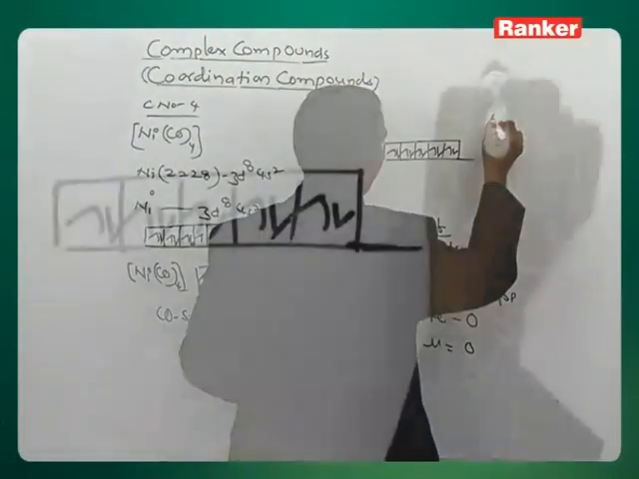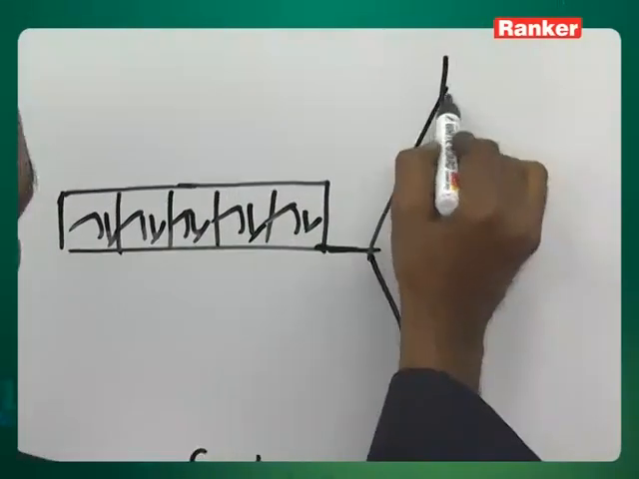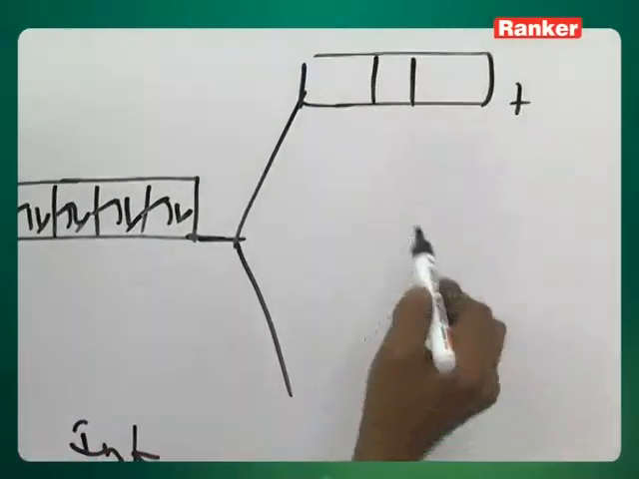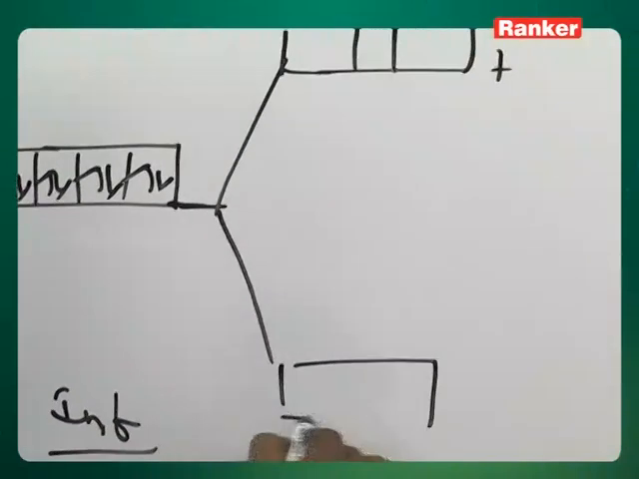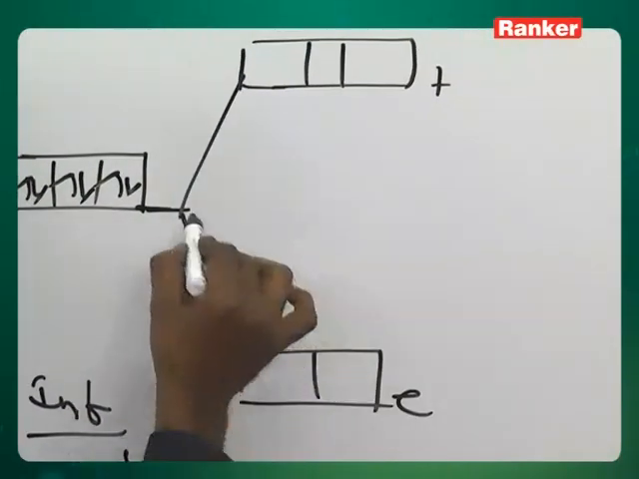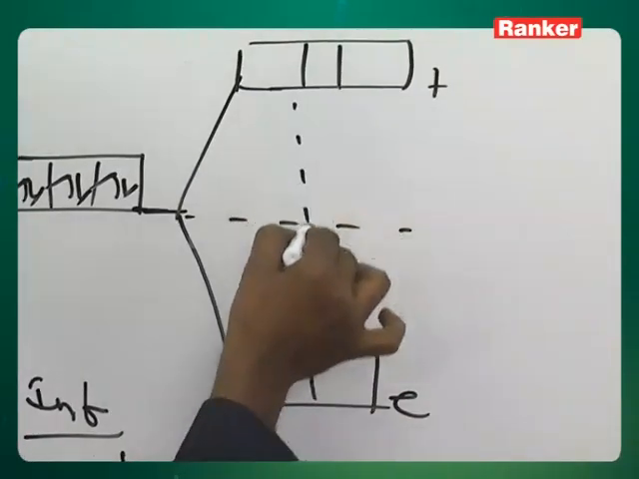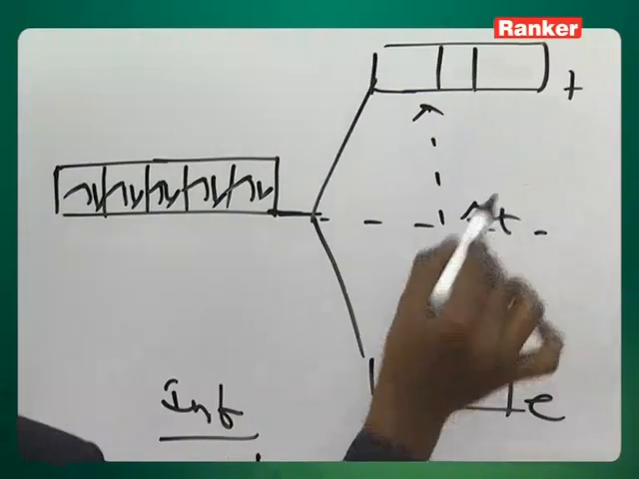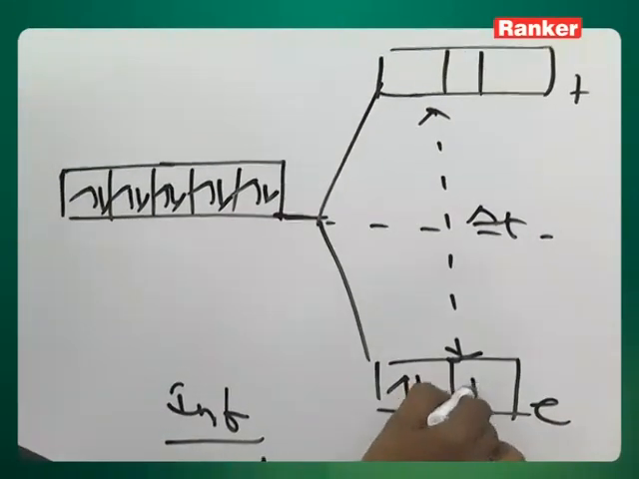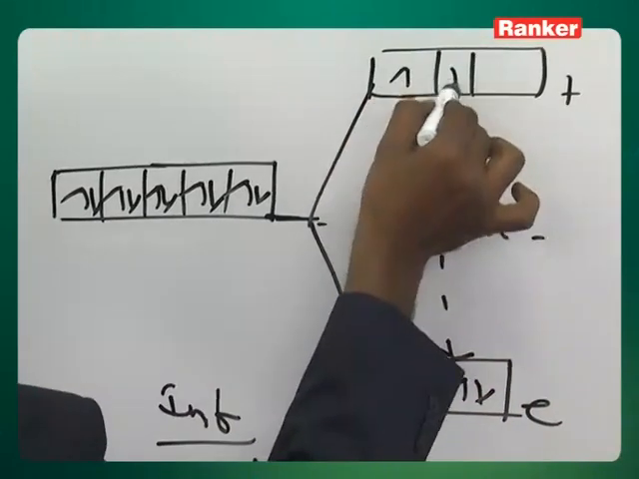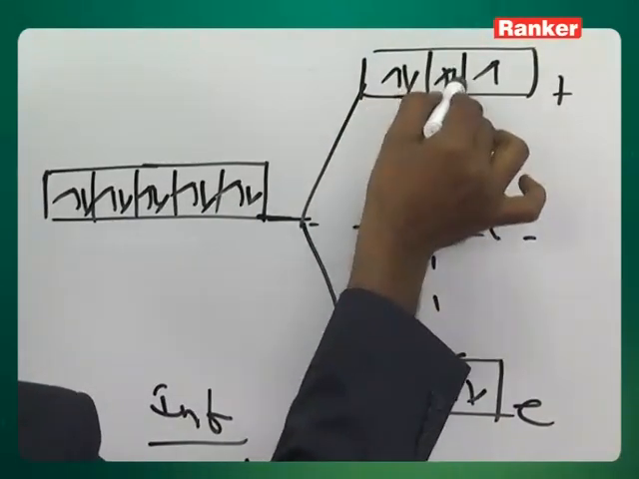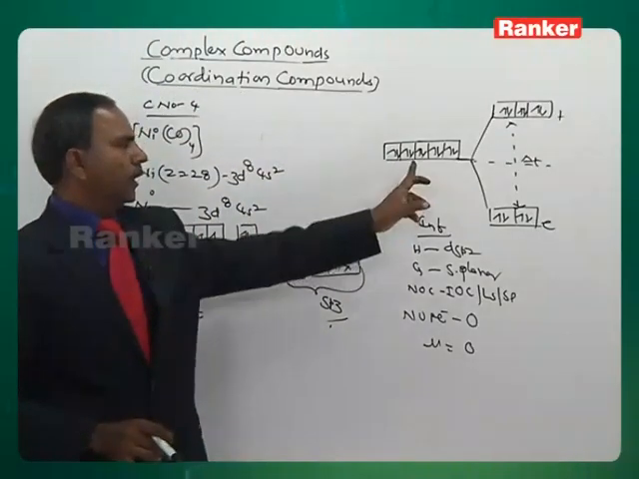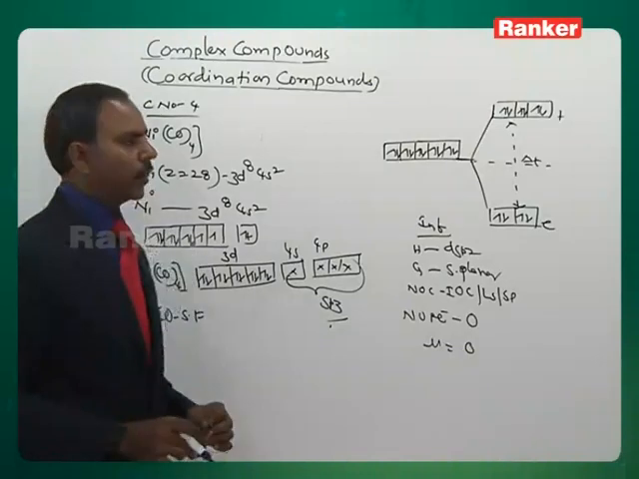Consider tetrahedral splitting. The higher energy level is the t set of orbitals in tetrahedral, let me say t, and the lower energy level is the e set of orbitals. Then the splitting is delta t. Arrangement of electrons, 1, 2, 3, 4, 5, 6, 7, 8, 9, 10. This is the arrangement of electrons in nickel tetracarbonyl, 10 electrons arranged in these d orbitals.